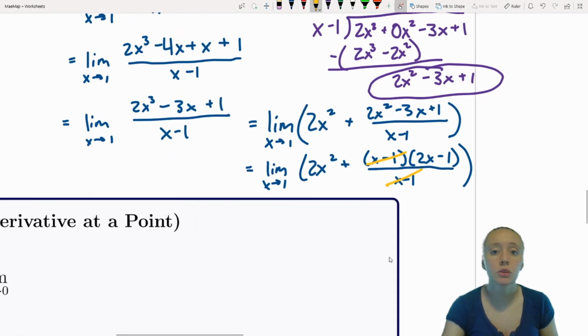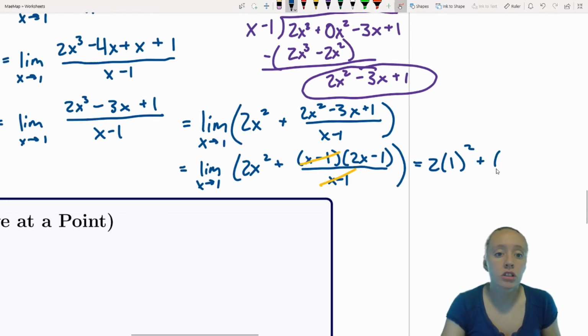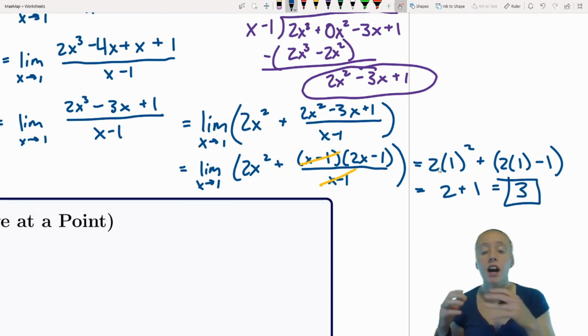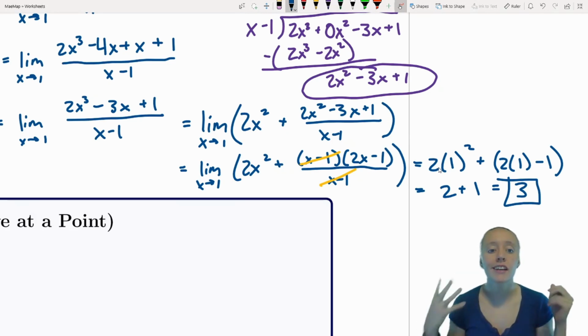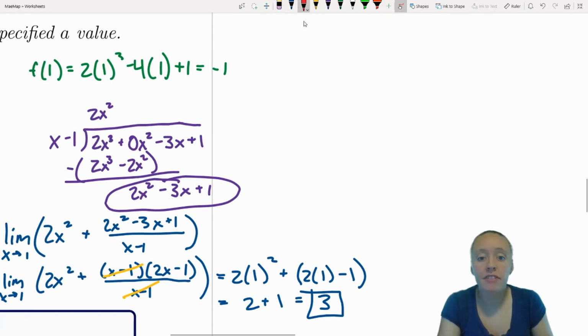So my solution is going to be plugging 1 in for x: 2 times 1 squared plus 2 times 1 minus 1. That's going to leave me with 2 plus 2 minus 1, which is 3. So my derivative of my function at the point when x equals 1, that slope of the tangent line, is a positive 3. And quickly, as promised, that factoring by grouping method, here we go.